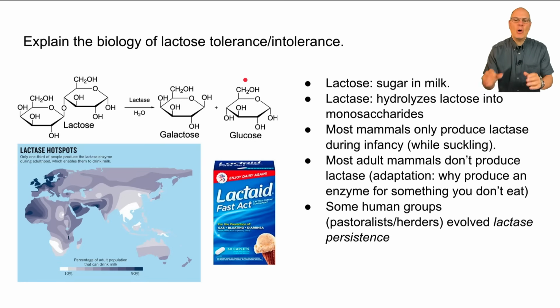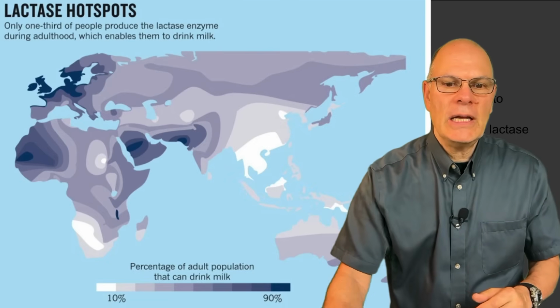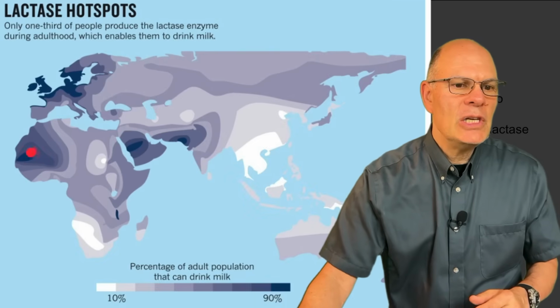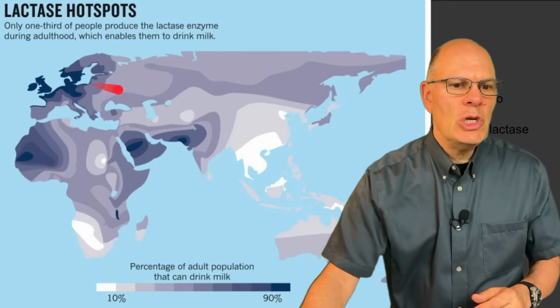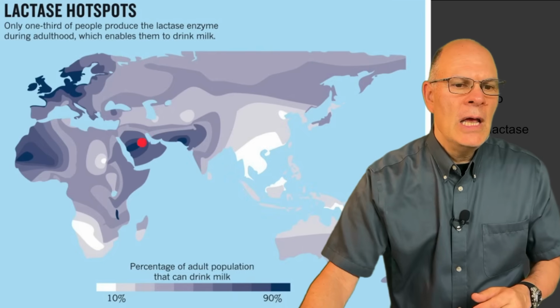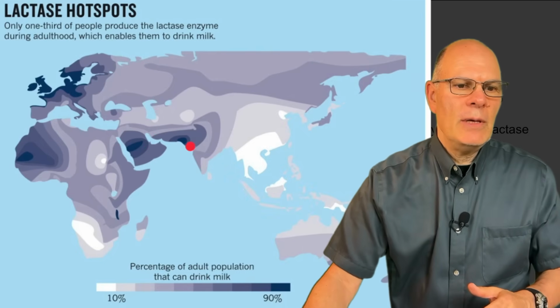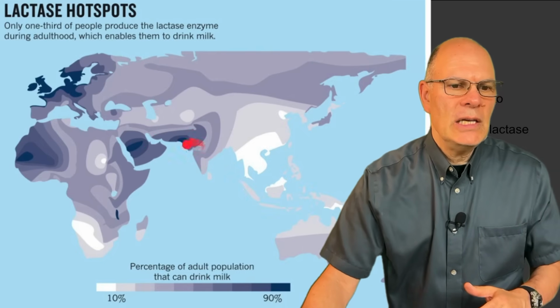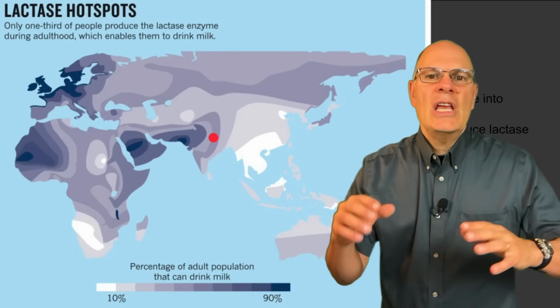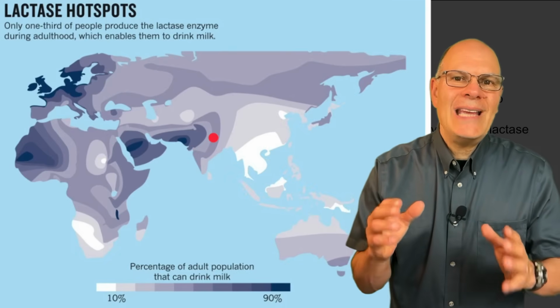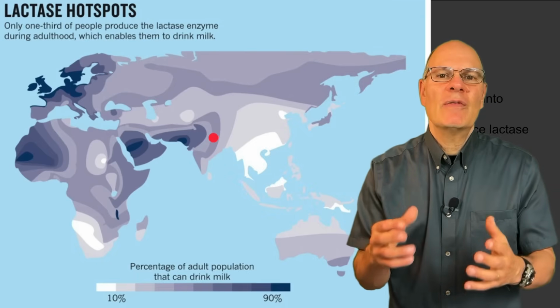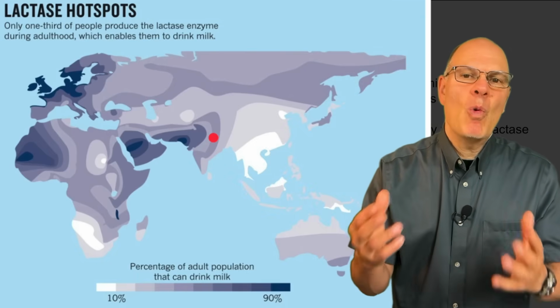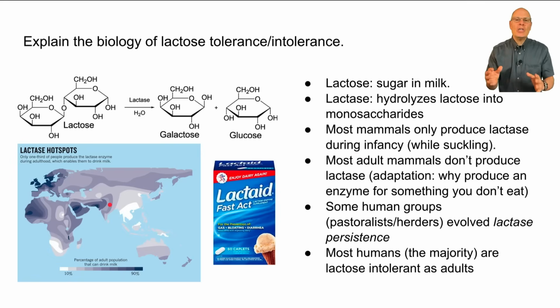Now, this didn't happen all over the world. This happened in a couple of hotspots. Here's one in Africa, here's one in Europe, and here's one in Saudi Arabia, current Saudi Arabia, and here's one that is in the Indian subcontinent. And in those areas, lactase persistence, production of lactase into adulthood, became widespread. But in large areas of the world, that never happened. And there are many humans, the majority of humans, who are lactose intolerant as adults.